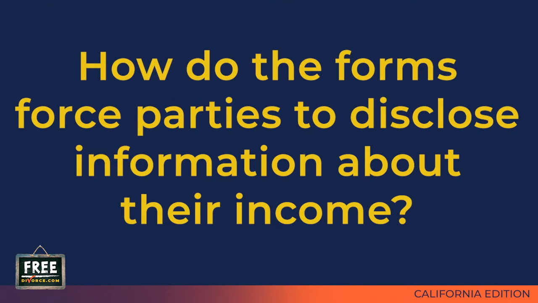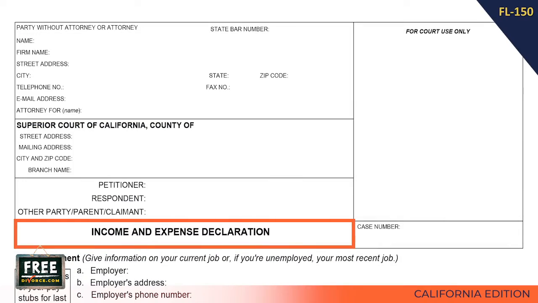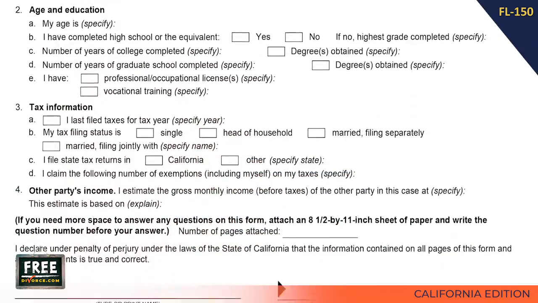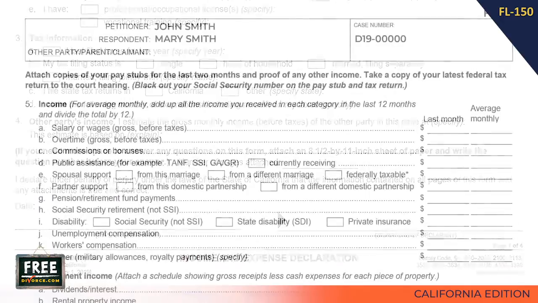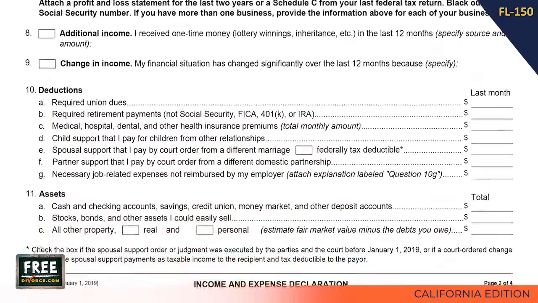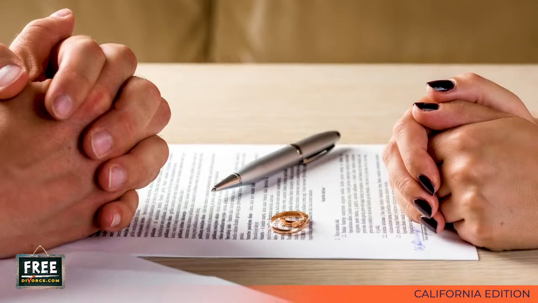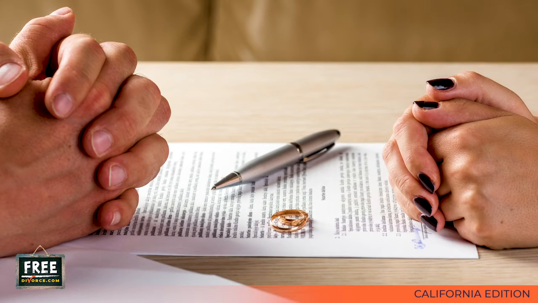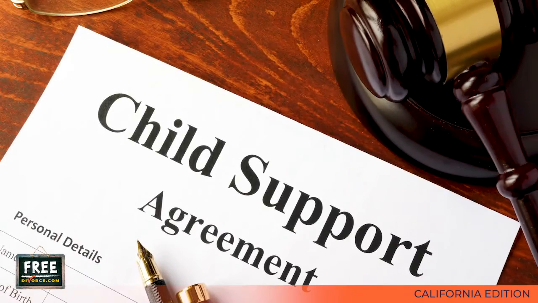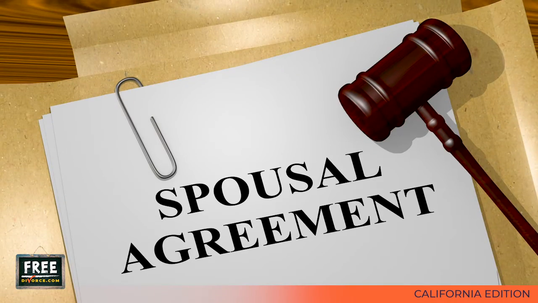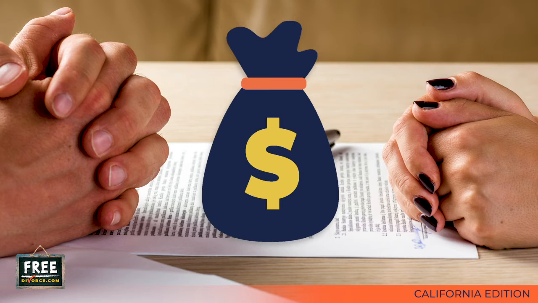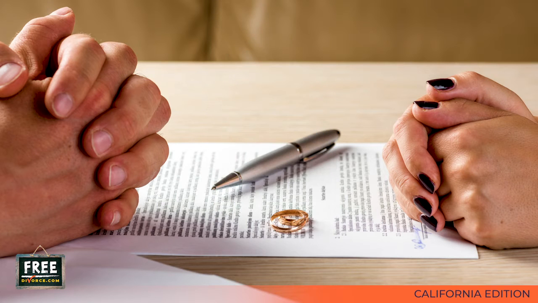And how do the disclosure forms force parties to disclose information about their income? Well, that's with the Income and Expense Declaration, which is FL 150. Basically, this form lists all of your income. It lists a lot of other information, but the most important information is the amount of your income. If you're going to ask your spouse to enter into any agreement that contains provisions for child support or for spousal support, they're entitled to know how much money you earn before they sign that agreement.